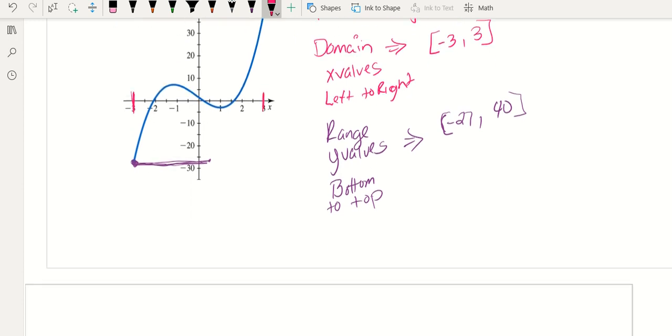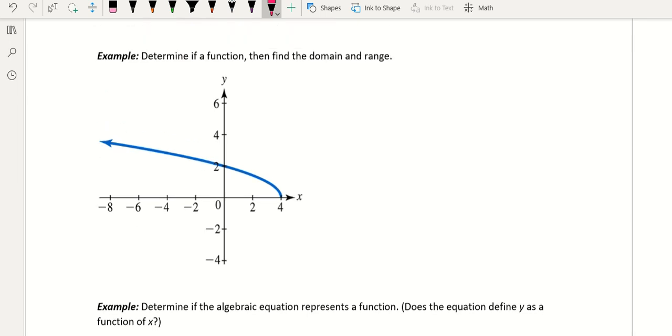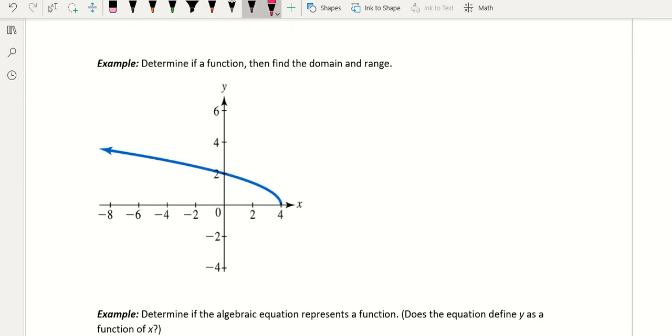Now, if we do one more quick example, since I'm limited on time for the video, the first question asks me to determine if it's a function. I'll draw a line straight through, and how many times does it cross? It crosses only once. So guess what? Yes, it is a function.